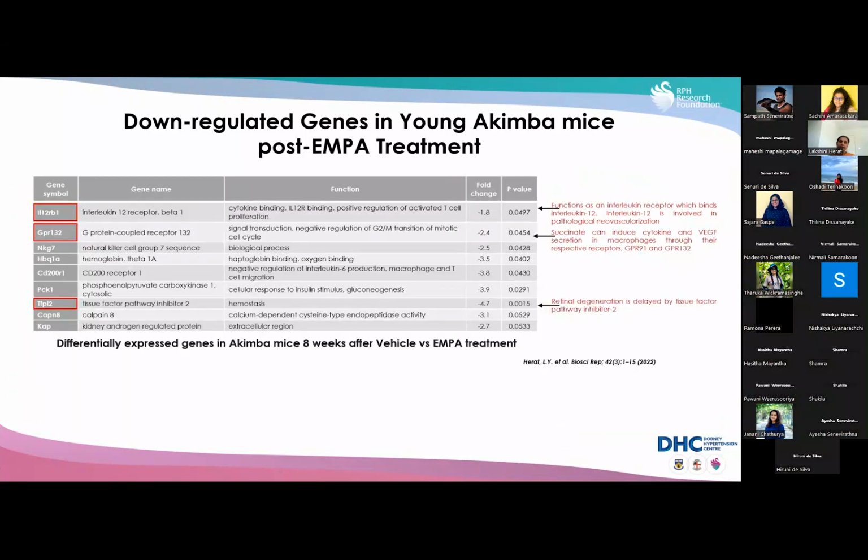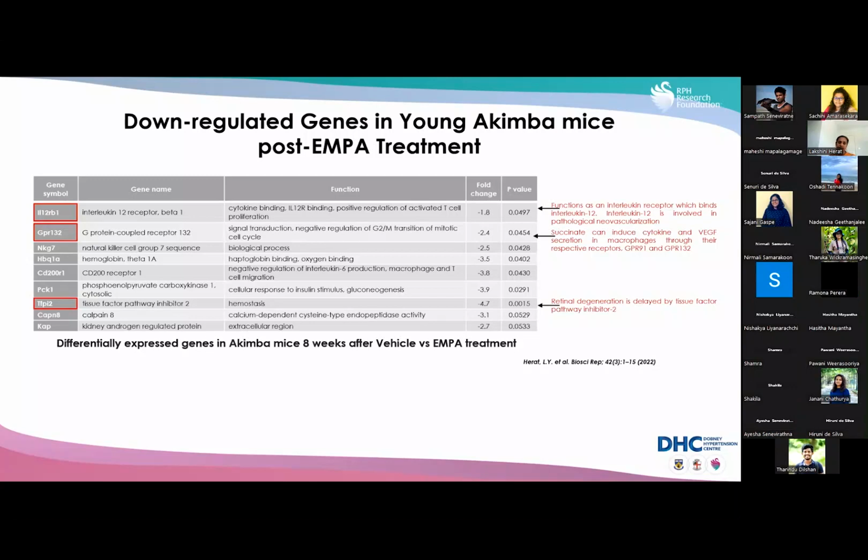We also had a few genes that were significantly downregulated in the EMPA-treated Epstein-Barr cohort. Again, the red boxed genes have been identified in humans as pathogenic genes in diabetic retinopathy. Hence, the reduction with the treatment of EMPA is a promising finding in this diabetic retinopathy mouse model.